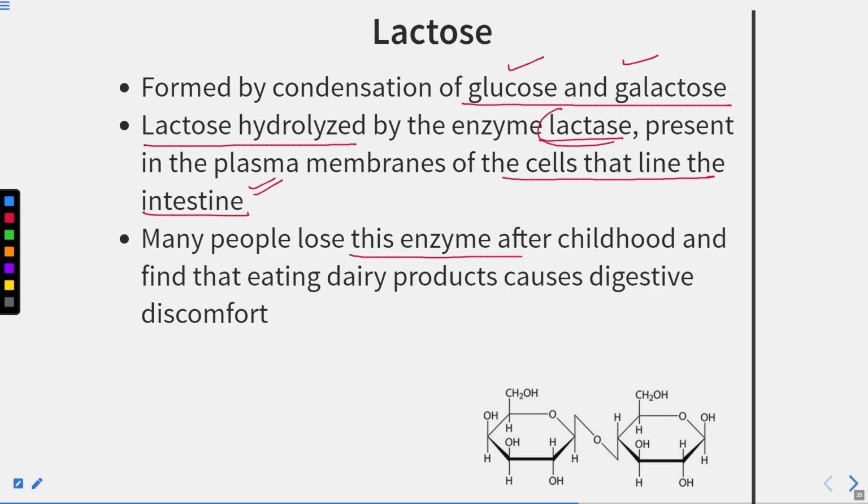Many people lose this enzyme in childhood and find that eating dairy products causes digestive discomfort, because the lactase enzyme is not present in the cells of their intestine. So they are not able to digest that lactose, and that is why they are called lactose intolerant.